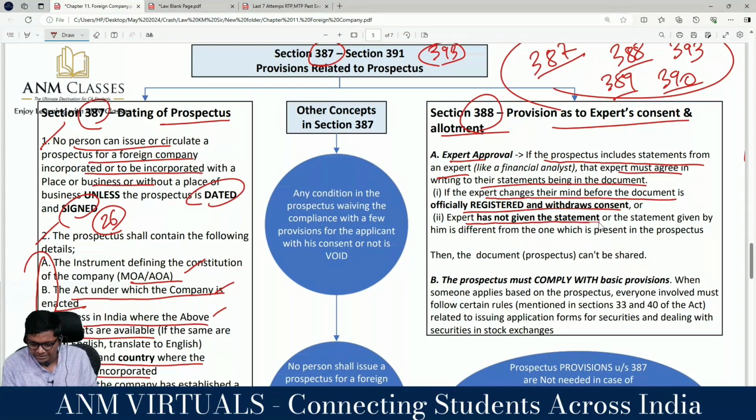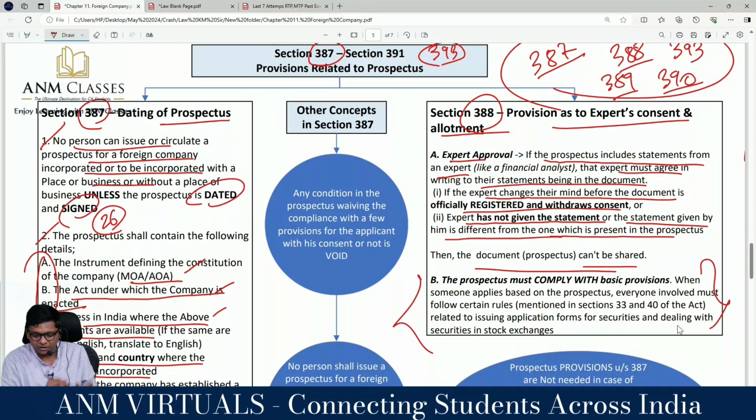If the expert has not given a statement, or the statement given by him is different from what is present, then the prospectus can't be shared. Remember our example: if the expert did not give something but you are including it as if he gave it, can you share the prospectus? No, the expert is not liable. Then he is coming and saying he should have been told before itself.